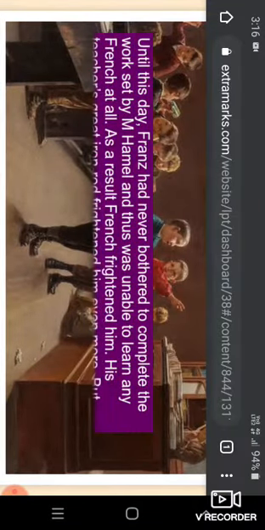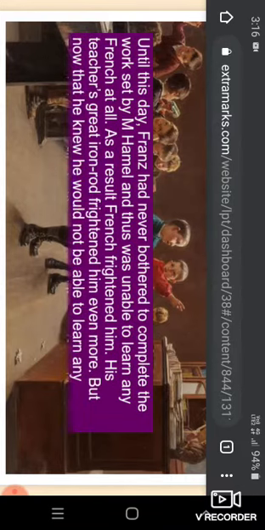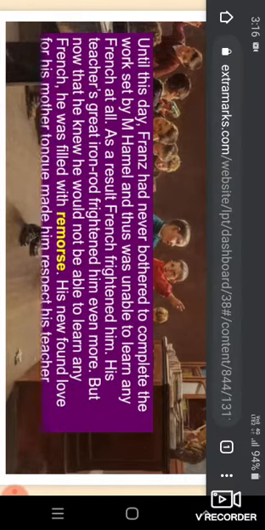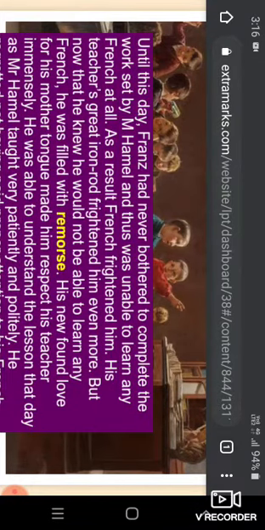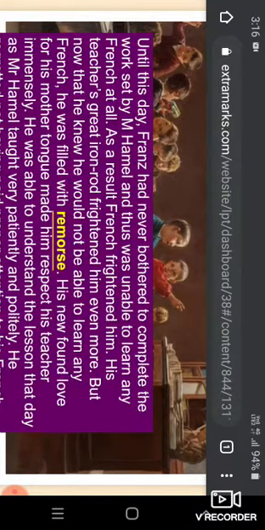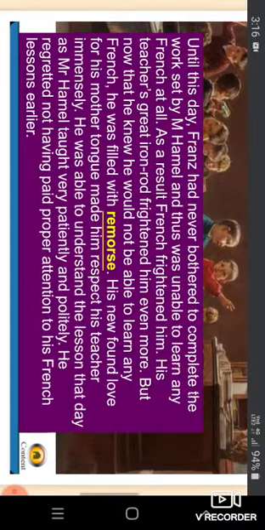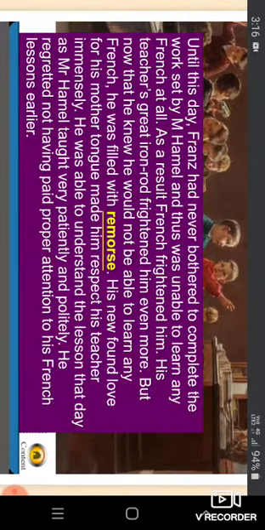Franz had never bothered to complete the work set by M. Hamel and thus was unable to learn any French at all. As a result, French frightened him. His teacher's great iron rod frightened him even more. But now that he knew he would not be able to learn any French, he was filled with remorse. His newfound love for his mother tongue made him respect his teacher immensely.